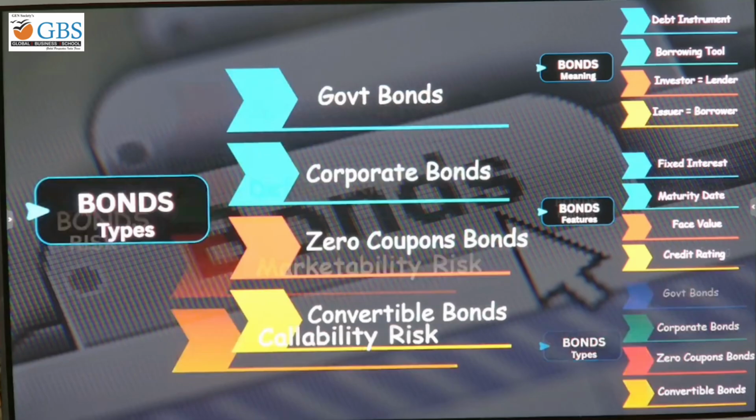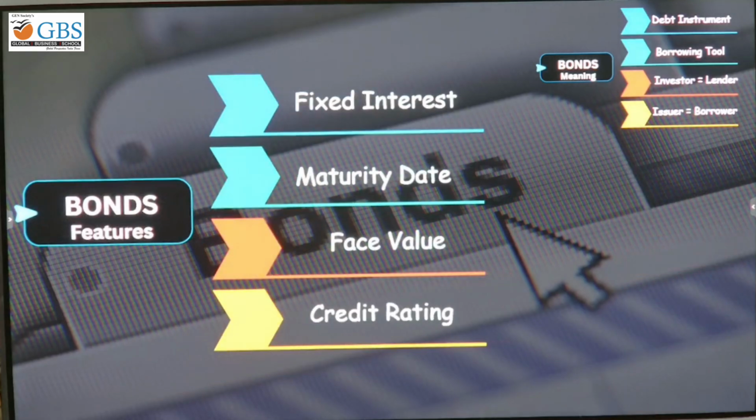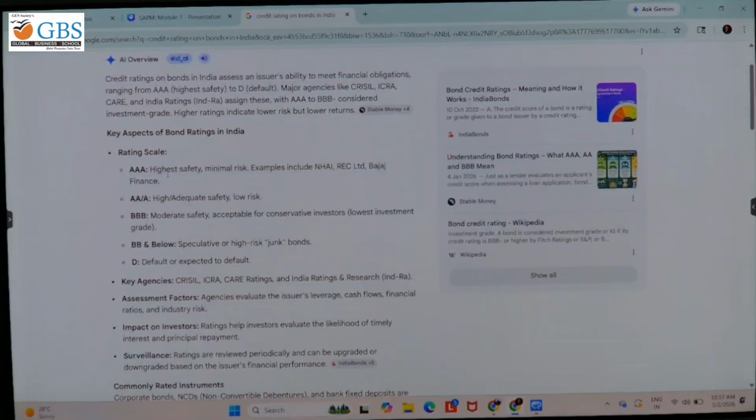Done. Now, before I move forward, I want you to understand credit rating: AAA is the safest, then AA, BBB, BB, and D. Key agencies: CRISIL, ICRA, CARE Ratings, India Ratings and Research.